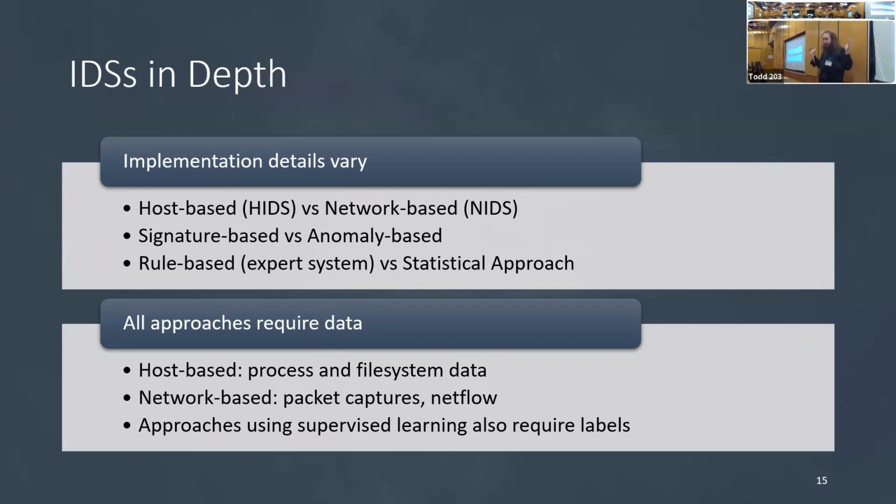One is we're trying to stop attacks on one specific computer, and we're dealing with all of the events that happen on just that machine. And the other is we're trying to stop attacks going across some sort of a corporate network and whatnot, and trying to detect attacks going between machines. We also have signature-based versus anomaly-based.